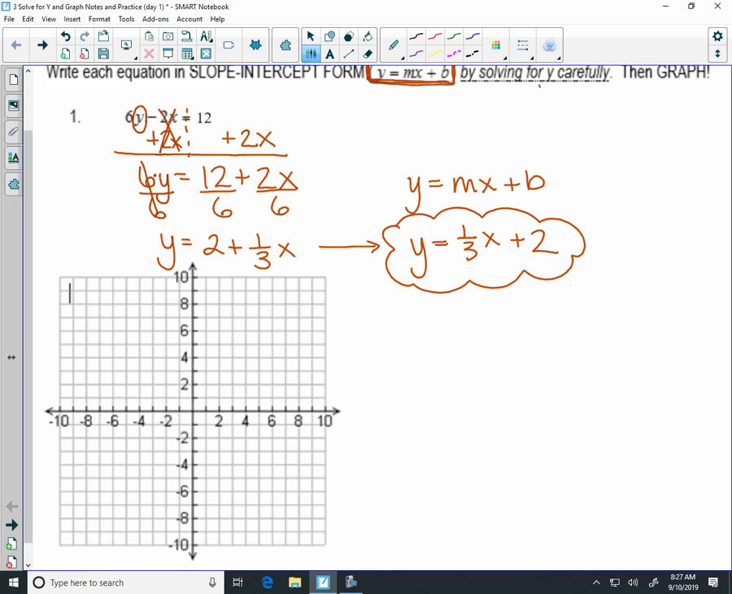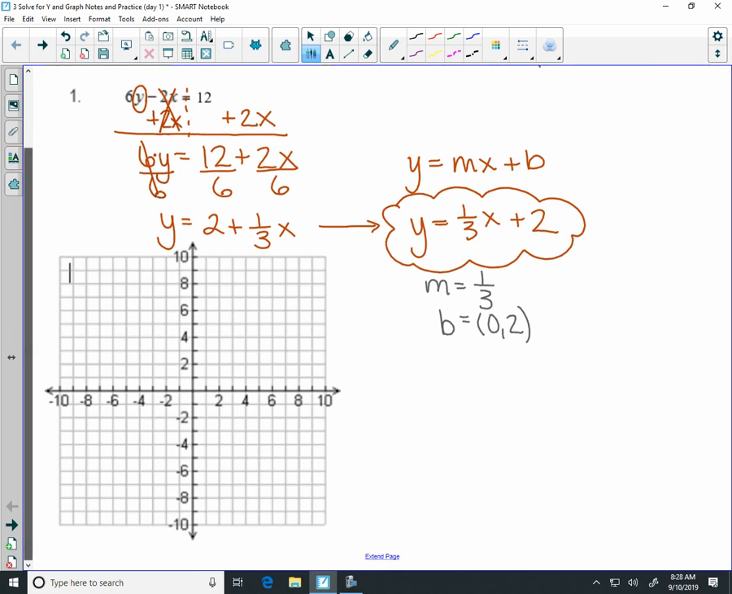We don't have it on this worksheet, but what I would do if I were you every time is make myself a little table. What is m and what is b? My slope is 1/3. My b, I'm going to write it as (0, 2). Again, just like yesterday, you can write it as 2. What does that tell us? That b is our start, and the m is our pattern.